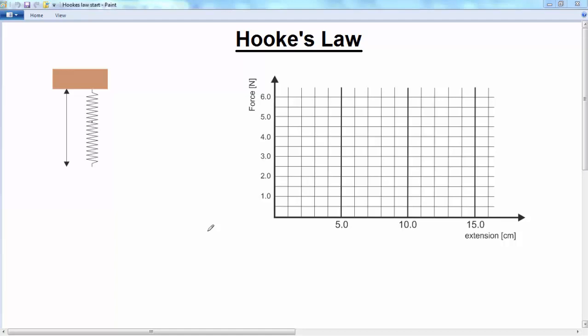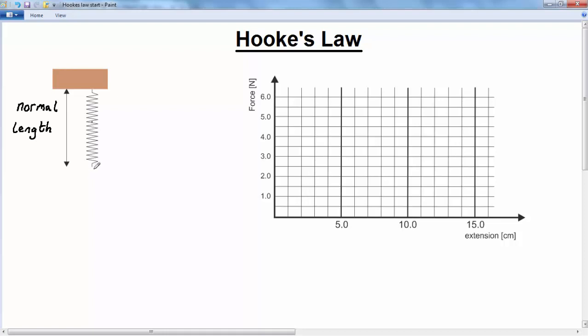In this lesson and the next lesson, we're going to look at Hooke's law. Hooke's law relates the extension of a spring or a wire to the force that's applied to it. In this situation, we've got a spring, and at the moment the spring's relaxed. That's to say, it's at what we call its normal length. At this instant, no force or load has been applied to the spring.